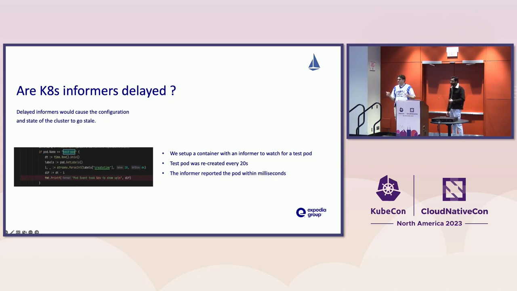But essentially what we did was say, OK, how do we prove it's API server or not? We create a pod every 20 seconds, and then we put an informer in our software. And then it catches it and finds out how long it took to show up. Well, it definitely wasn't this. It took milliseconds. So at this point, we're all doubting it's API server.